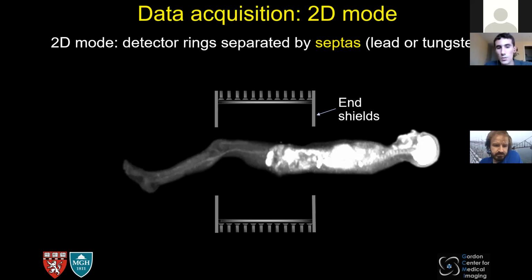So although it's called 2D mode, for each plane here you're collecting a slice of your patient, and of course you can reconstruct a 3D volume out of that. But the acquisition is 2D because you only accept coincidences that occur between detectors located in the same ring.